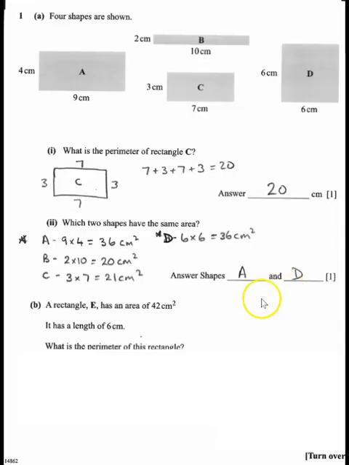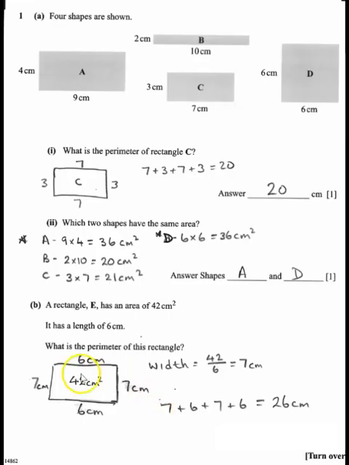So for question B, a rectangle E has an area of 42 centimeters squared. Its length is 6 centimeters. What is the perimeter of this shape? So remember, the perimeter is always going around the shape. You add all your sides up, but you wouldn't have that as such. So you only have the length and the area. So the length here is 6.